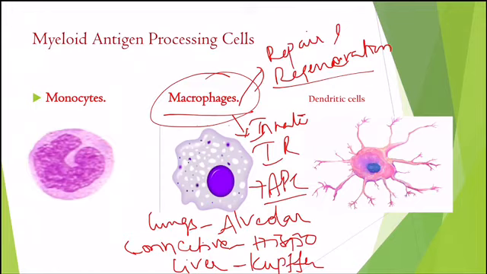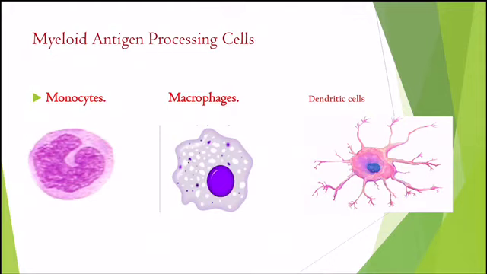So the macrophages here have different roles. They are the first line of respondents in infections and they serve as antigen presenting cells. The antigen presenting cells can activate the T cells and finally they contribute to the clearance of the pathogen. The mechanism of phagocytosis is explained in the phagocytosis video.